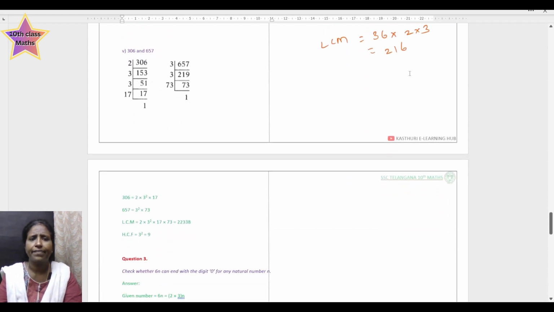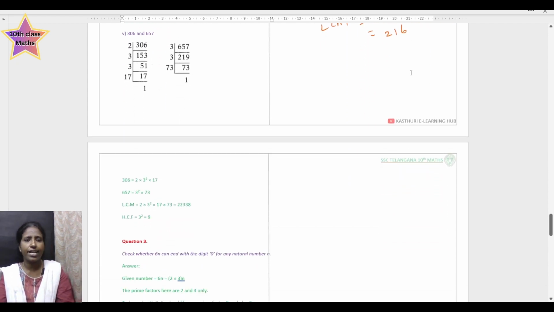Okay, and then going to 306 and 657. If you factorize 306, you get 2 into 3 into 3, that is 3 square into 17. If you factorize 657, you get 3 square into 73. If you see what is common in both of them, that is 3 square. So our HCF is 3 square, which is nothing but 9.